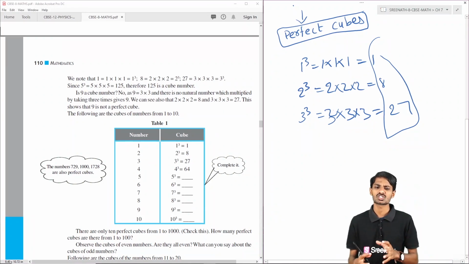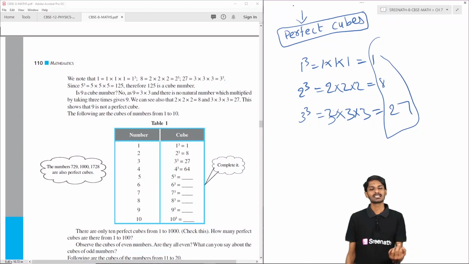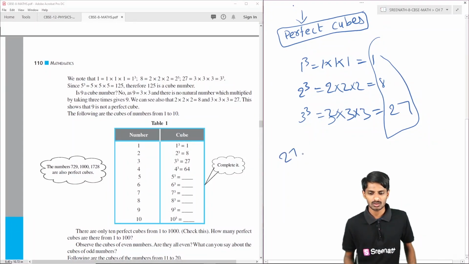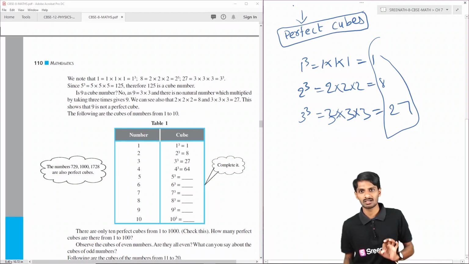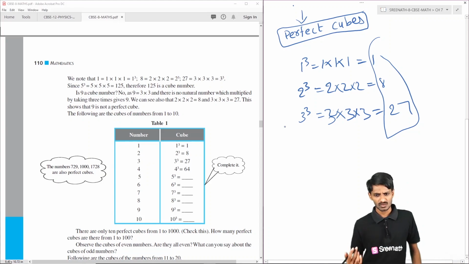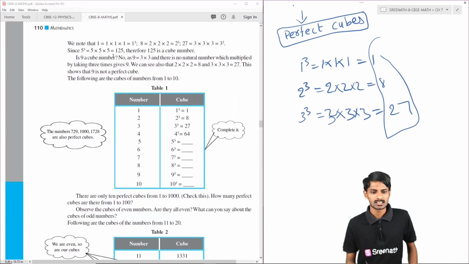So what is the definition of a cube number? A cube number is a number that can be expressed as the product of 3 equal numbers. Suppose you take 27, we can express it as a product of 3 equal numbers, 3, 3, 3. Or going beyond that, is 9 a cube number? No, 9 is not a cube number. Why? 3 into 3 is only a square, not a cube.